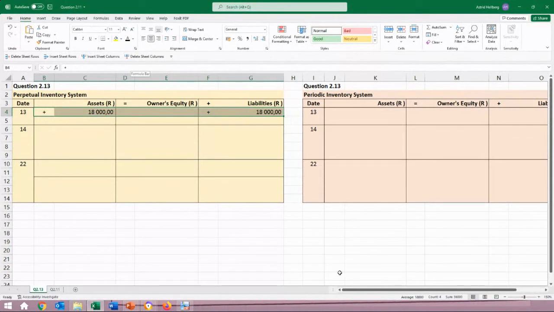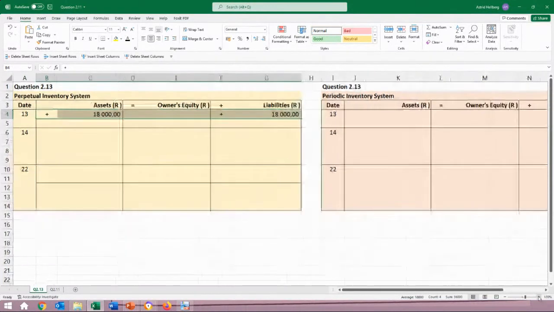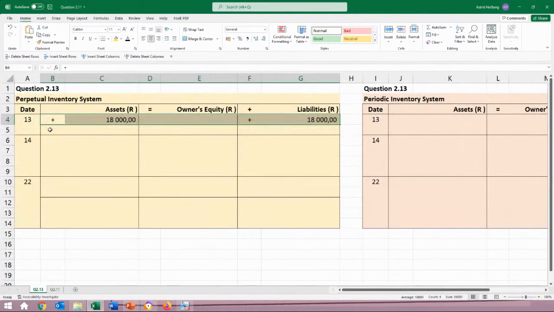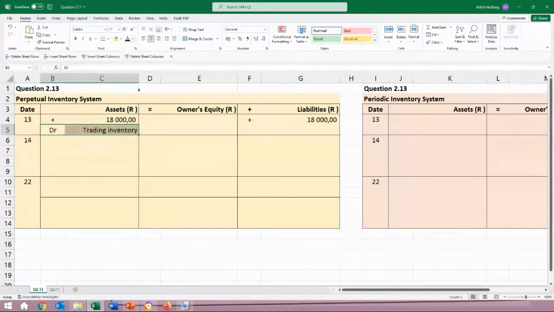If I buy something on credit, what's the account I'm going to take it to? Where do we put credit purchases?